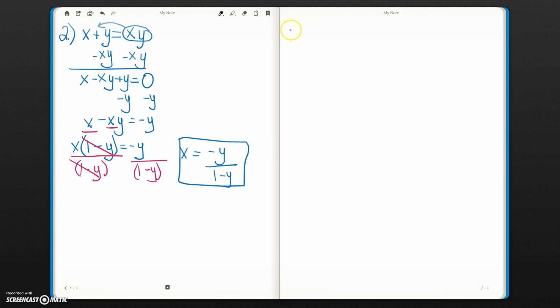Alright, so the next problem is number 5. Number 5 is a little trickier. Number 5 is x over a equals x over b minus 1. Again on this one we're solving for x.